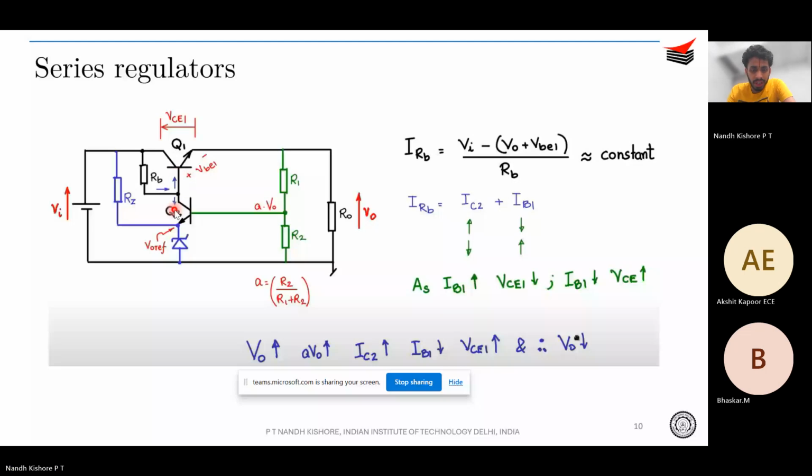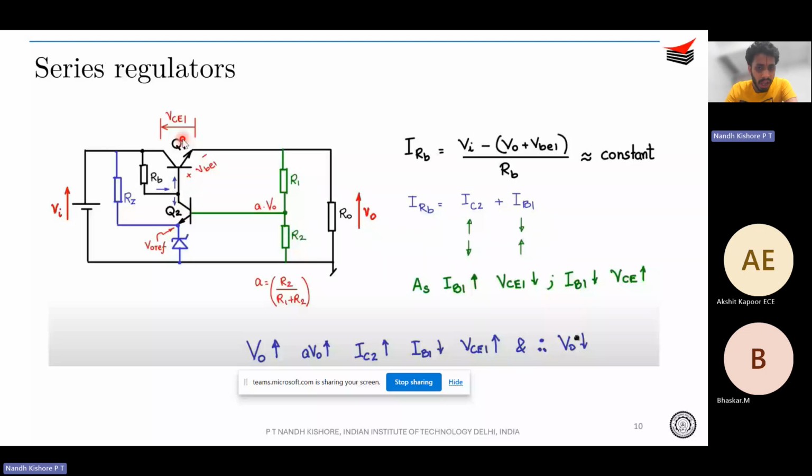So let's take a test case. That is, if your V naught increases, you know that A V naught increases, correct? So A V naught goes more than V naught reference. Therefore, you will see that IC2, correct? Since your A V naught is more than V naught reference, there will be more base current flowing. Since more base current flows, IC equal to beta IB, therefore IC increases. That is why IC2 increases. So since IC2 increases, IB1 decreases, correct? Because your IRB is constant. Therefore, IC2 increases, IB1 decreases. So if your IB1 decreases, right, you're giving lesser base current to Q1, correct?